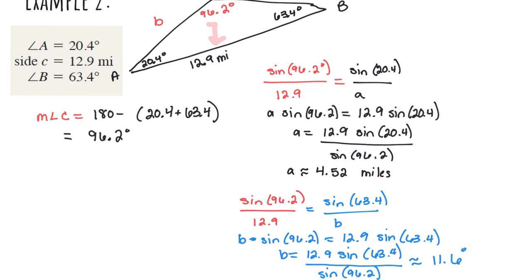And now we have all of the information we needed. We started with 3 pieces of information. Then we found the missing angle. And then we found a missing side and a missing side, giving us all 6 pieces of our triangle.